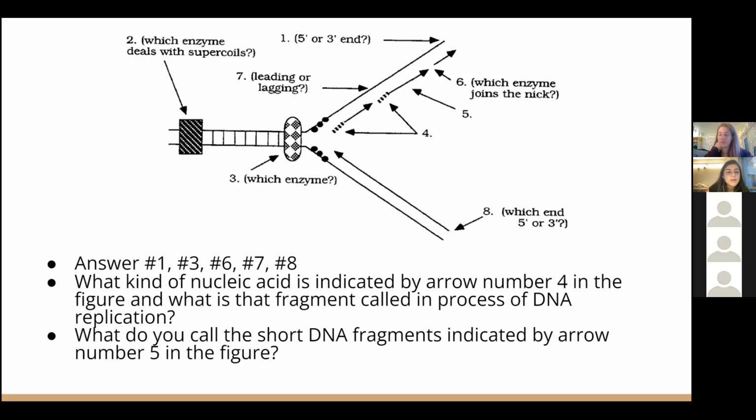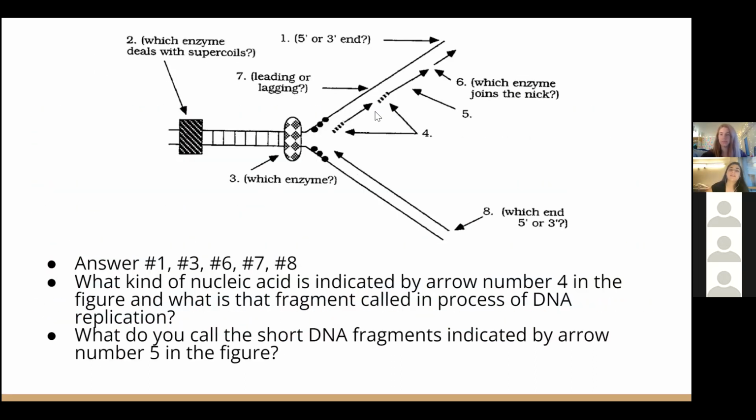Yes, so the RNA fragment is called an RNA primer, and it's added on by the enzyme primase. And this primer is needed because, again, DNA polymerase cannot just start replication de novo from nothing. It needs to add nucleotides to a growing strand.